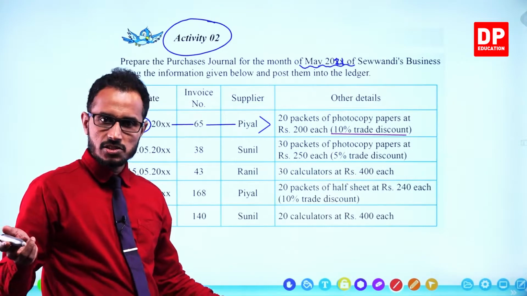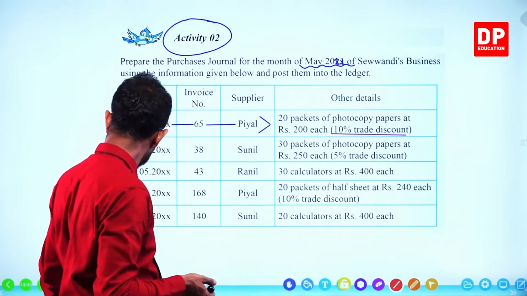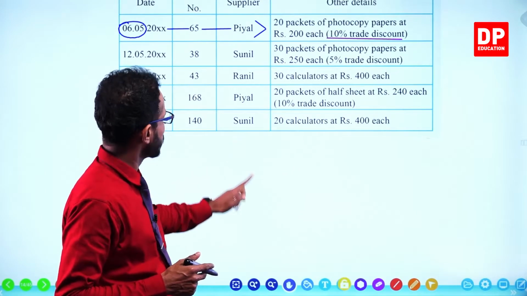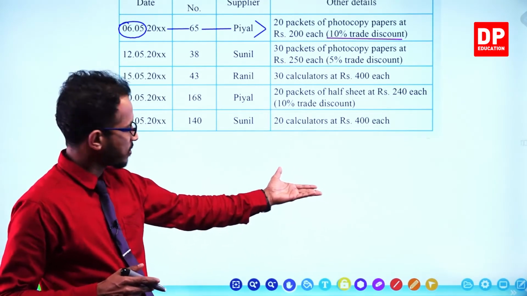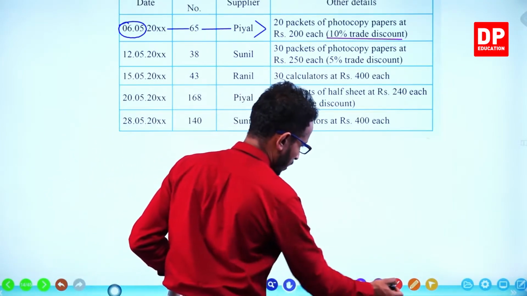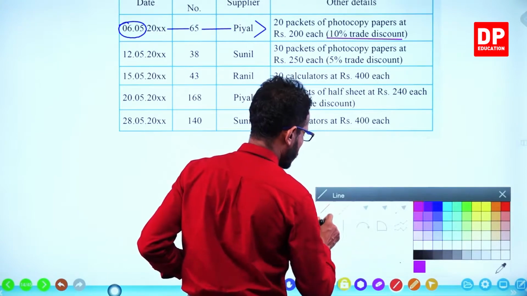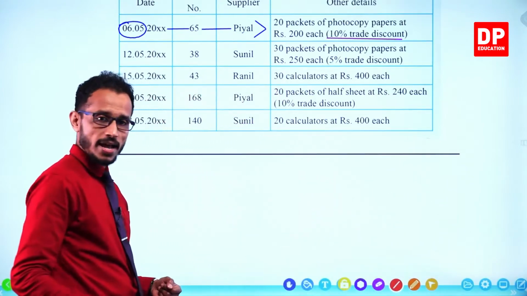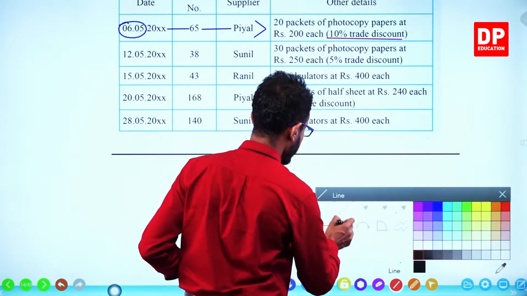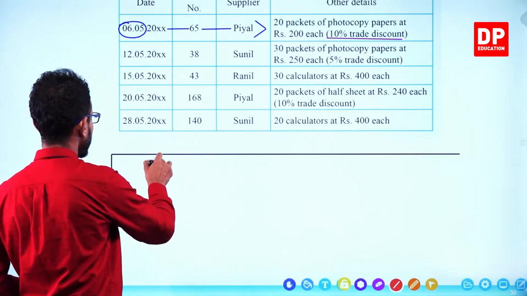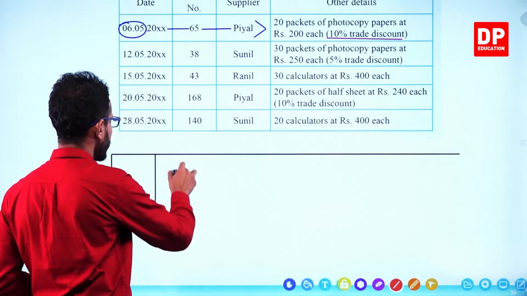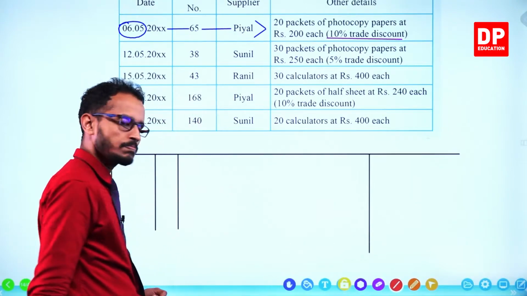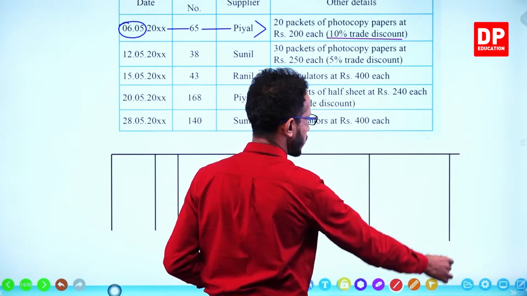Right, let's draw the purchases journal, shall we? Why waste time? I'm going to move this up and draw the purchases journal here. We have enough space, all right? Okay, purchases journal. It's just a very, very simple format. We have the date column first. Invoice number. Description column. Amount column. That's it.